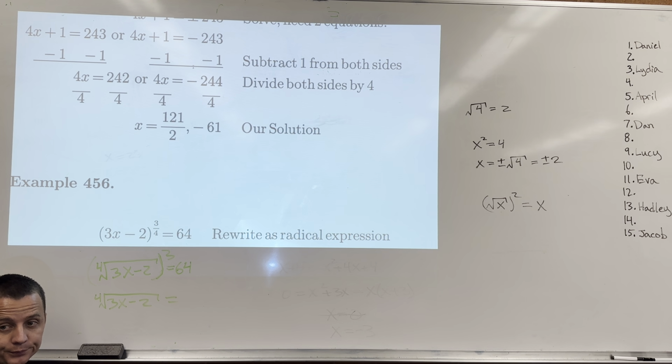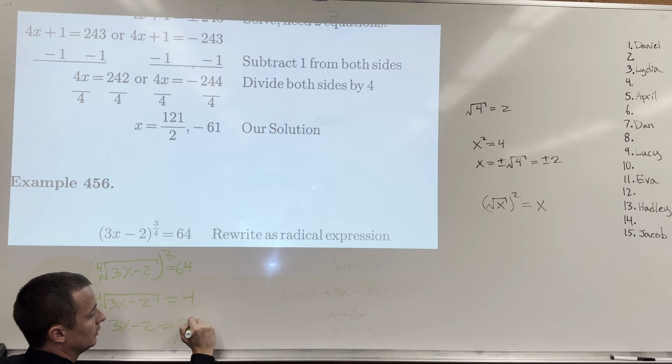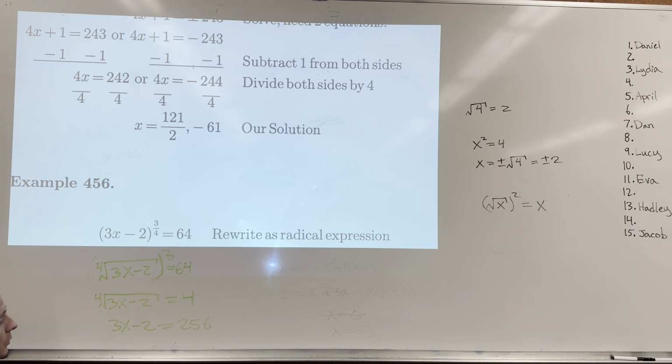Cubed root of 64? 3 times 3 times 3 is 27, so it's not 3. It's 4. 4 times 4 is 16 times 4 is 64. So cubed root of 64 is just 4. Now we raise each side to the 4th power, and we get 3x minus 2 is equal to 4 to the power of 4. Well, that's going to be 64 times 4. I don't know off the top of my head. Plug it in real quick. 256. Oh, I should have known that, actually. Just double it, 128, then double, 256.